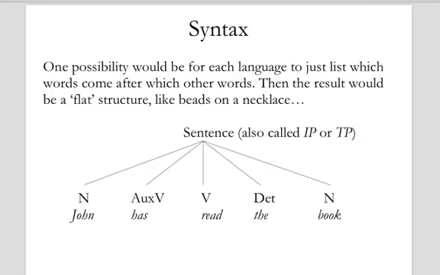So here's one possible answer. Maybe every language just lists which words come after which other words, and you memorize all those word orders. And then the result would be a flat structure, like beads on a necklace.